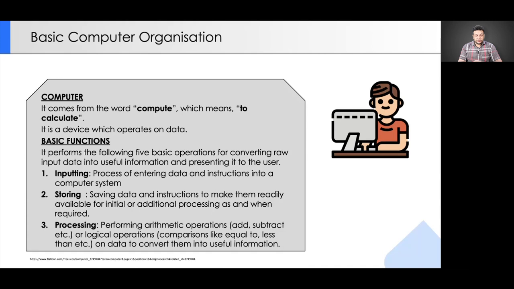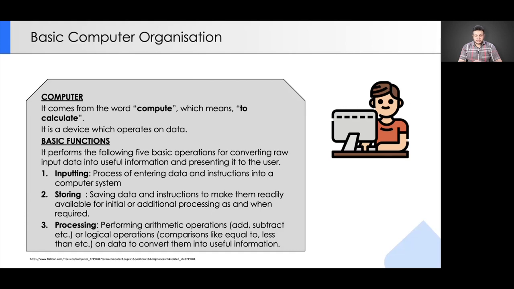The second function of the computer is saving the data and the instructions. Whenever we give any input to the computer, it translates it into a machine-level understandable form. Then it obviously requires some memory space to store those instructions until they are executed. Until then it requires some storage mechanism to store them. Therefore, the second function is storing.